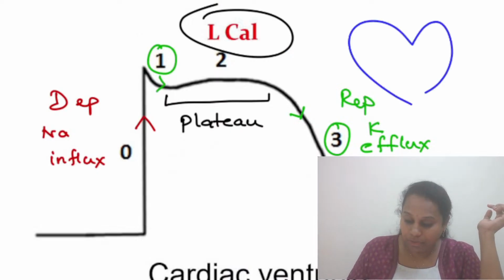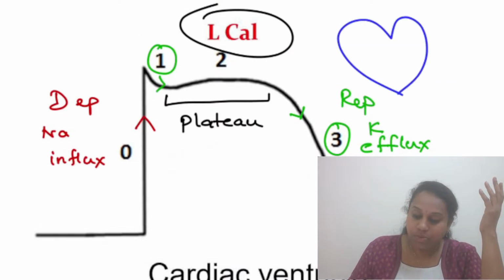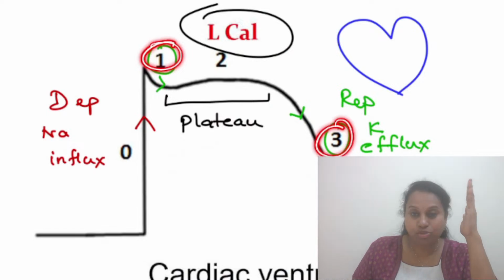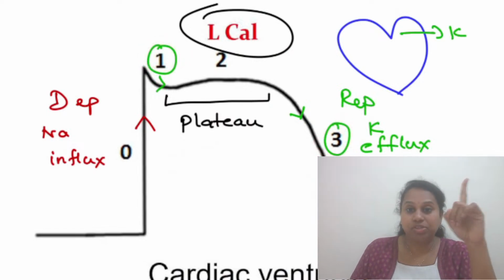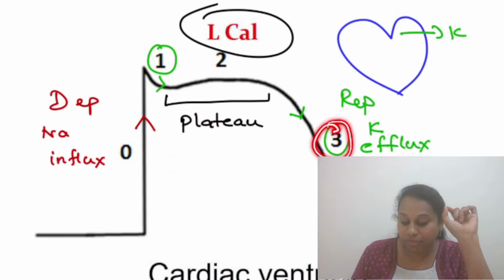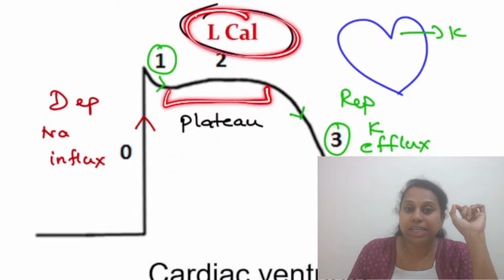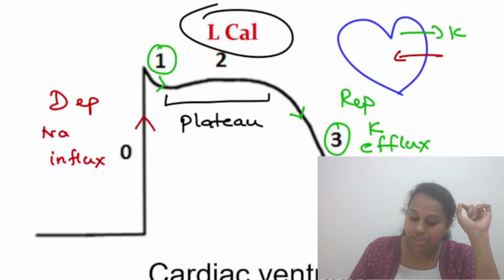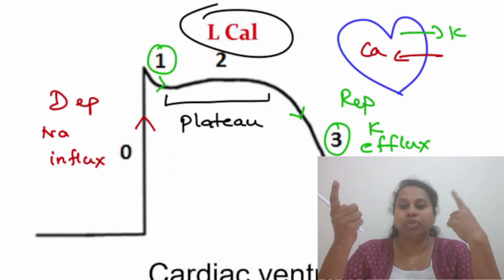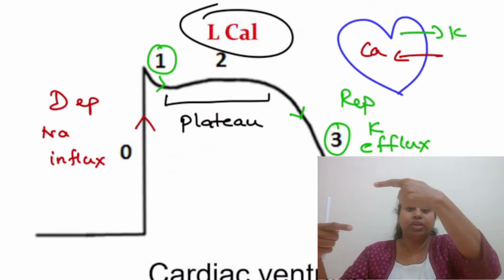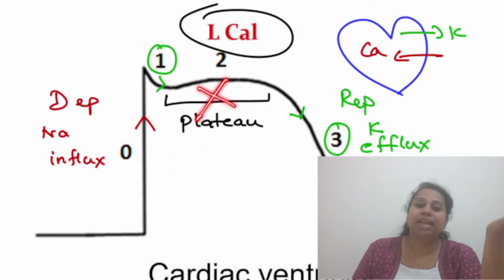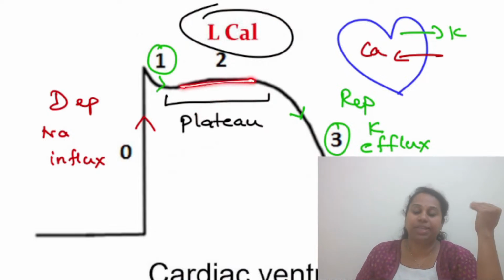Now why is there a plateau phase? Just imagine when there is going to be repolarization, potassium goes out. Initially in phase 1 potassium begins to move out. So potassium, one positive ion, goes out, and in phase 3 potassium completely moves out. But during phase 2 there is opening of long-lasting calcium channels and calcium enters inside. Potassium, one positive ion, is moving out, calcium, one positive ion, is moving in. Both balance each other, and that is why there is no electrical activity happening and it becomes flat. That's called the plateau phase.